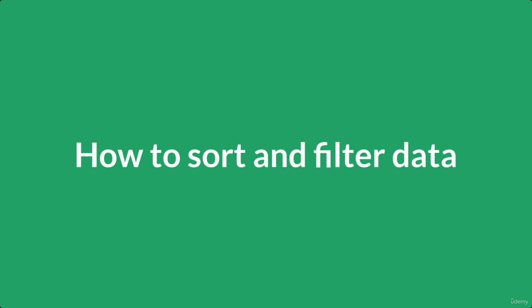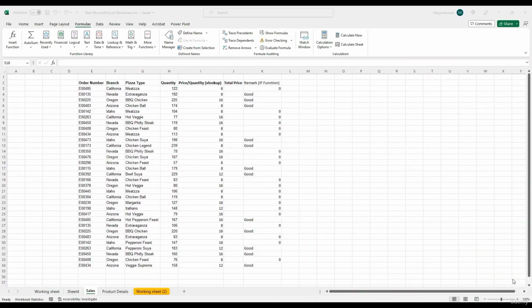Sorting and filtering in Excel are two powerful tools that can help you to organize and analyze your data. Sorting data allows you to arrange your data in ascending or descending order based on the values in a particular column. For example, you could sort a list of names in alphabetical order, or you could sort a list of numbers in ascending or descending order.